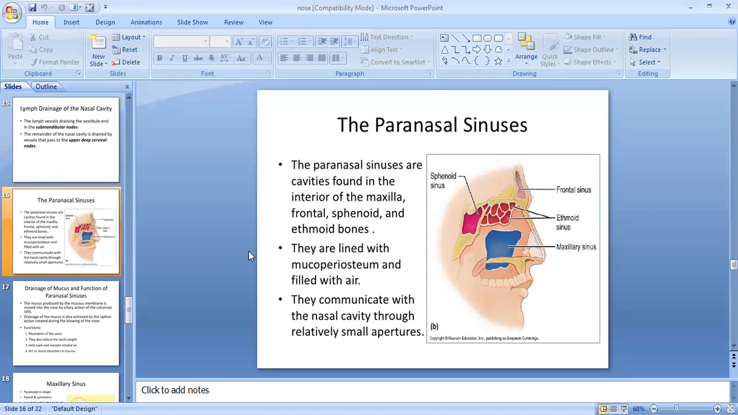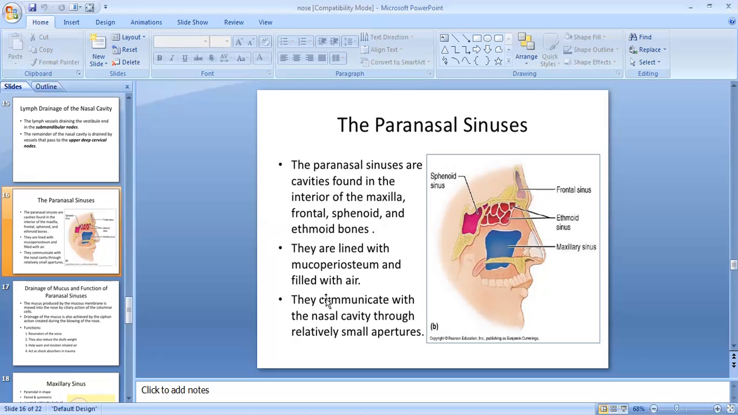Now what about the paranasal sinuses? So what are they actually? They are cavities found in the interior of the maxilla. Maxilla, of course, is one of the bones. So the cavity inside the maxilla is known as the maxillary sinus. Then in the interior of the frontal bone, it is known as the frontal sinus. In the interior of the sphenoid, known as the sphenoid sinus, and in the ethmoid bone, the ethmoid sinus. So they are in the maxilla, frontal, sphenoid, and ethmoid bones.